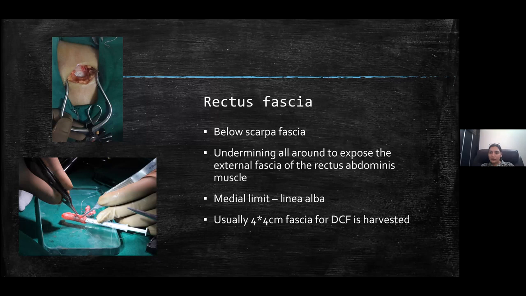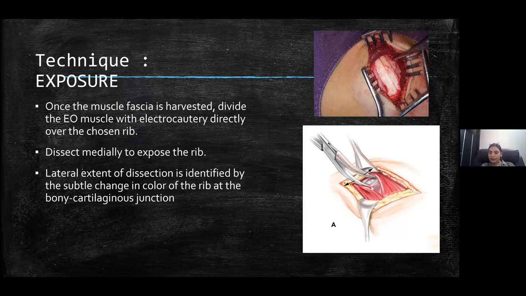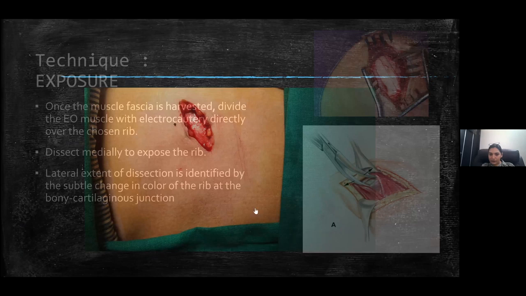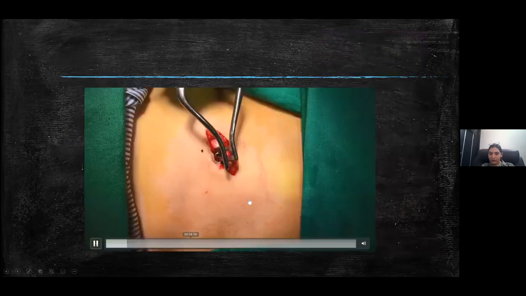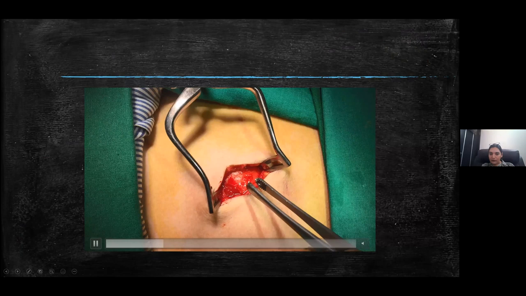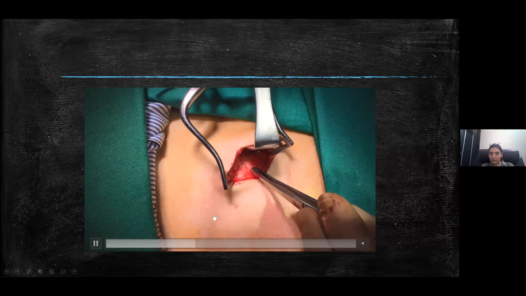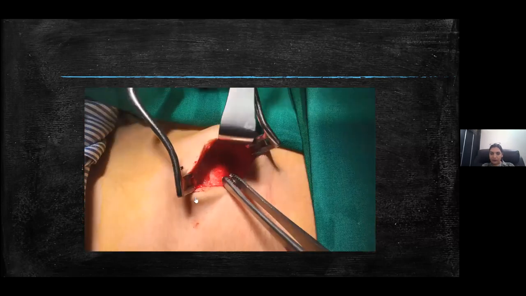After taking the incision, one encounters the external oblique muscle. The external oblique muscle has to be divided to expose the rib. Once the rib is exposed, one encounters the perichondrium, which can be split in an H-shaped technique. So this is how the rib is being exposed. The external oblique muscle has been cut. And this is the rib that is seen. The costal cartilage is being seen.